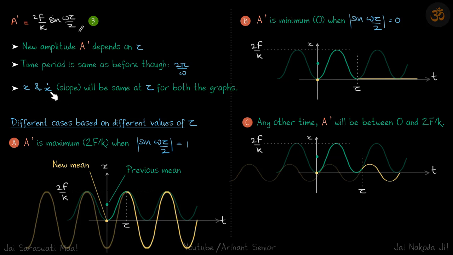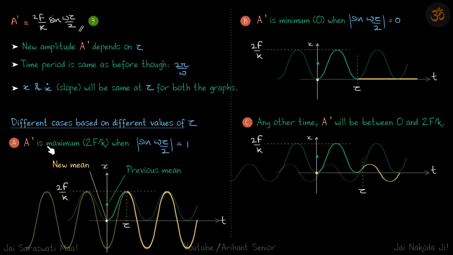Third point: x and x dot, where x dot represents the slope. The position and velocity of the particle will be the same at tau for both the graphs. So wherever these graphs overlap, of course, since they are overlapping, the position will be the same, but also the slope will be the same because velocity cannot change suddenly. So here both the graphs have zero slope. Here again both have zero. And here you can imagine that the slope of both green and yellow graphs is the same. That means velocities are the same. And because they are intersecting, that means positions are also the same at tau.